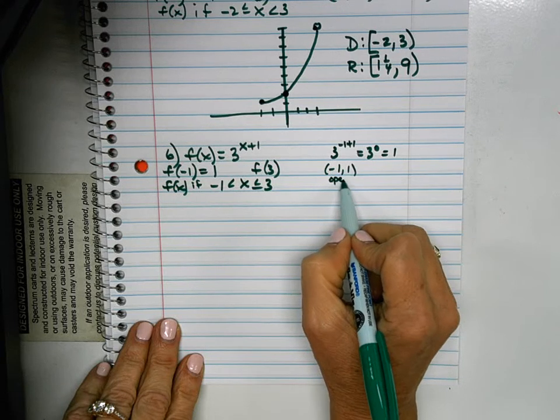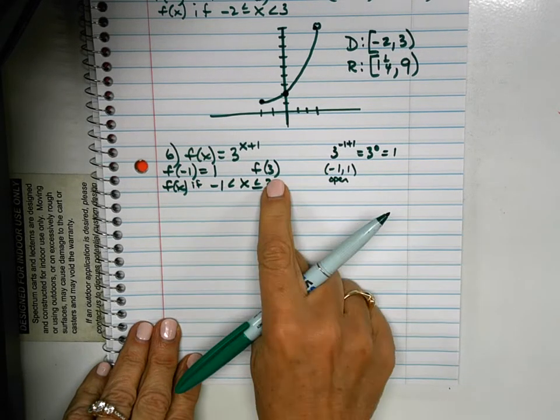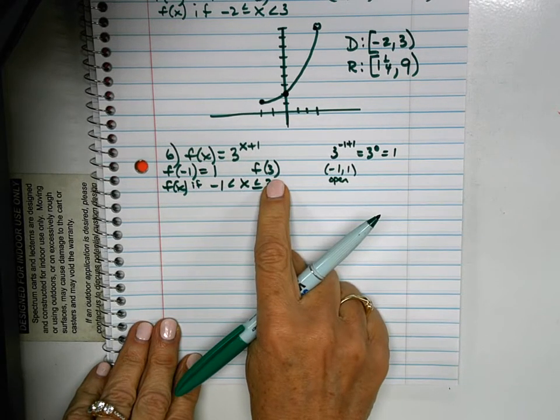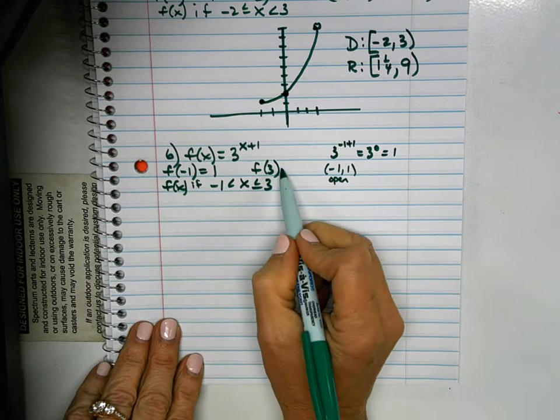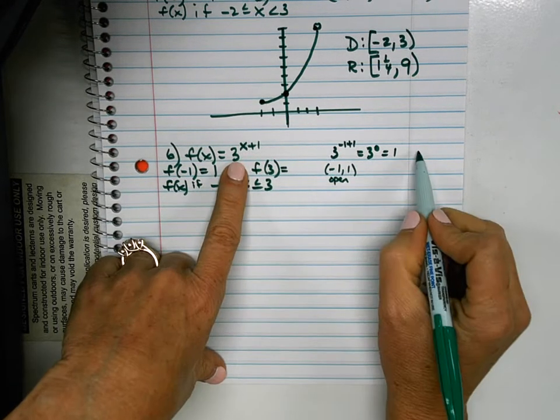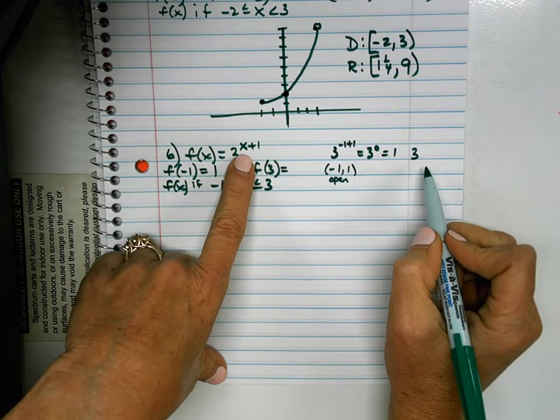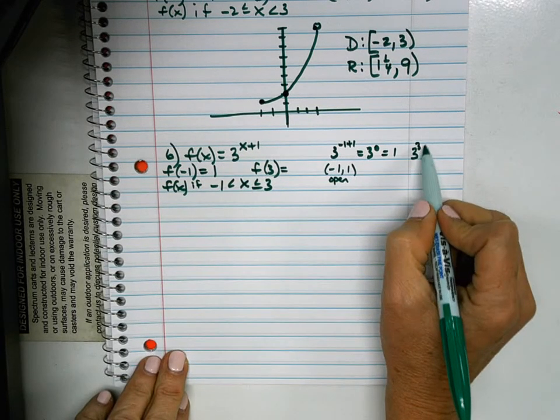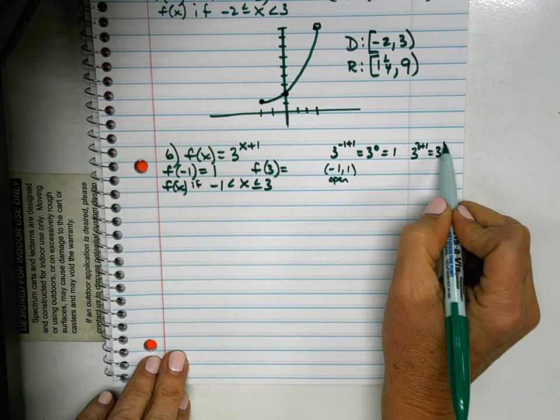Okay. Then for this says go to your function, plug in 3 for x. Okay. So if I plugged in 3 for the x, I'd have 3 to the 3 plus 1. That's what I'm doing, right? Which is 3 to the 4th. Anybody know what 3 to the 4th is?